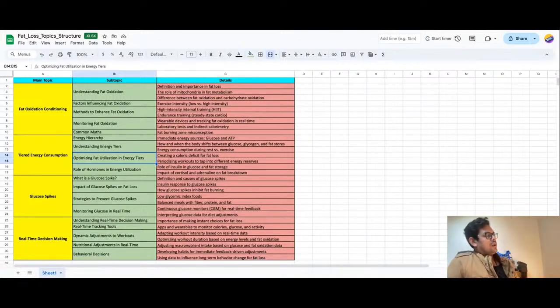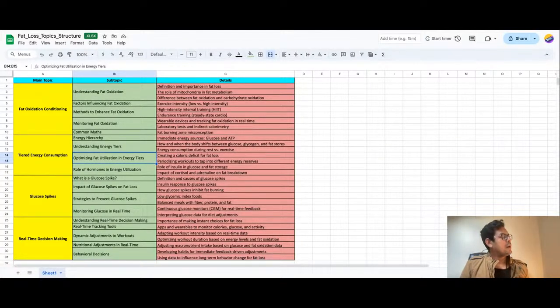Let's understand what we mean by energy tiers. The body shifts between energy sources depending on the intensity and duration of your activity. For example, during rest or low intensity exercise, fat is a primary fuel source. As exercise intensity increases, the body turns to glucose and glycogen. After exercise, the body continues to burn calories, which is called the afterburn effect.